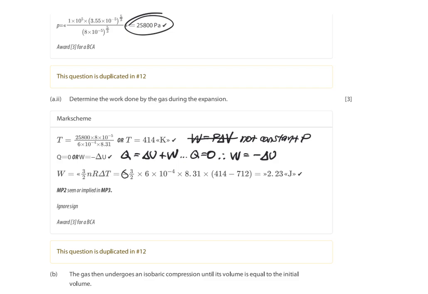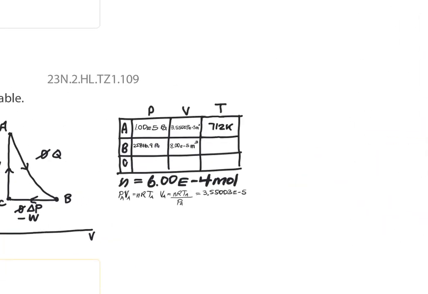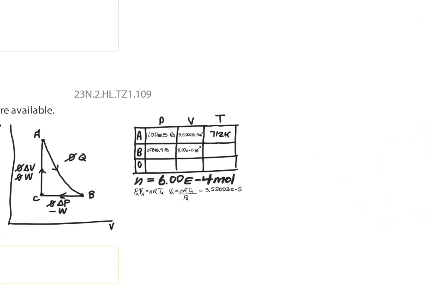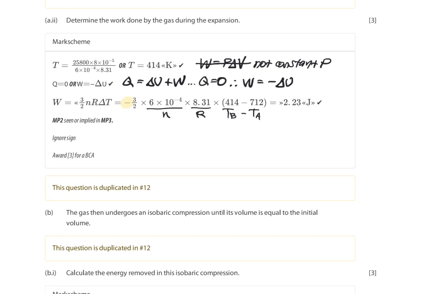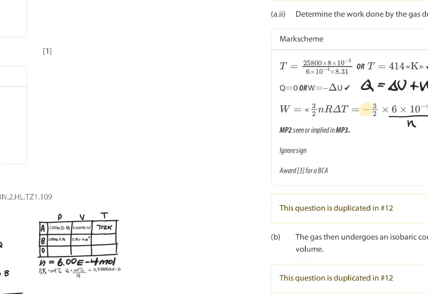Don't sleep on that negative right there. I'm going to highlight it instead. Okay, so we have 3/2 nR delta T, and put in the 3/2. N is the number of moles. We have R, and then delta T is the final minus initial, the temperature at B minus the temperature at A. We know that the temperature at A is 712 K, but we can get the temperature at B. This is 414 Kelvin. Let's get a precise number.